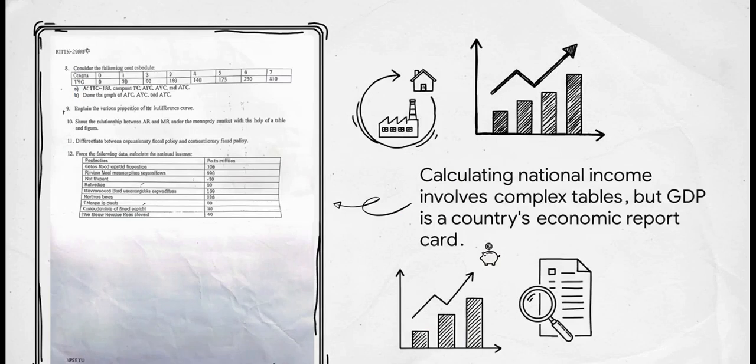Now, this table, it might look a little intimidating. It's actually a real example from an economics exam showing how national income gets calculated. You see all these complex terms, right? Gross fixed capital formation, net exports. But don't get bogged down in the details. All these numbers are just pieces of a giant puzzle that add up to that one big score, the GDP. It's basically the final grade on a country's annual economic report card.